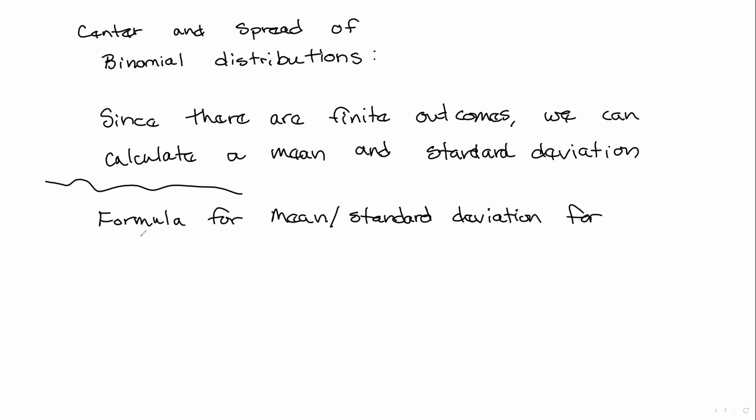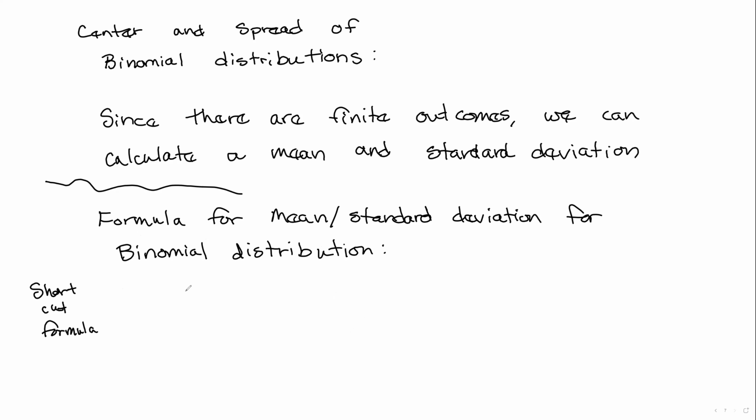So the neat thing about calculating the mean and the standard deviation for a binomial distribution is that you don't need to use StatCrunch to do it. You don't need to list all the outcomes and calculate the mean by adding all of them up and dividing by the number of outcomes. Instead, there is a shortcut formula. This is pretty cool that this formula exists and that it works.